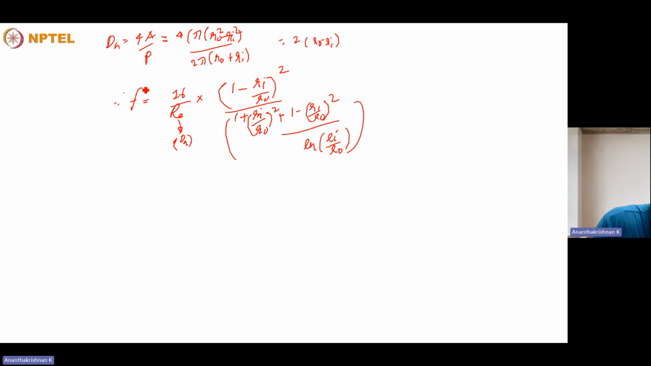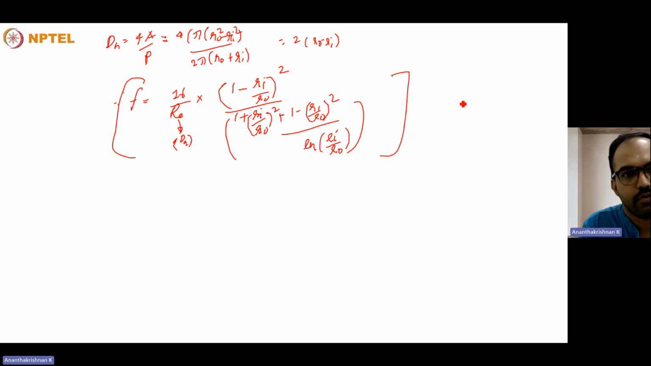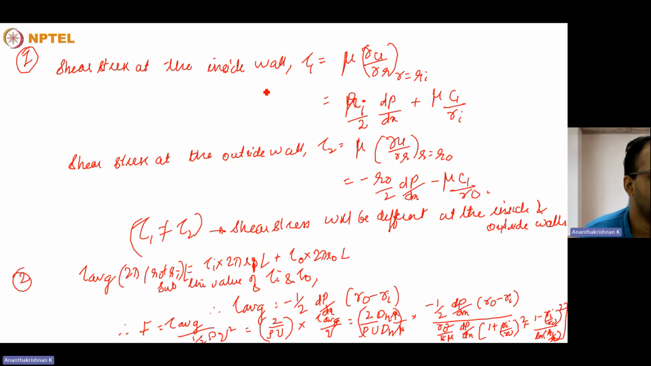This is the value of the friction factor that can be obtained from the direct force balance of a control volume that equates between the pressure and the cross-sectional area as well as the shear stress into the surface area. So in terms of average shear stress, we could represent everything in the form of this equation. So this is a friction factor corresponding to an annular tube. So we have solved the two problems in this case.